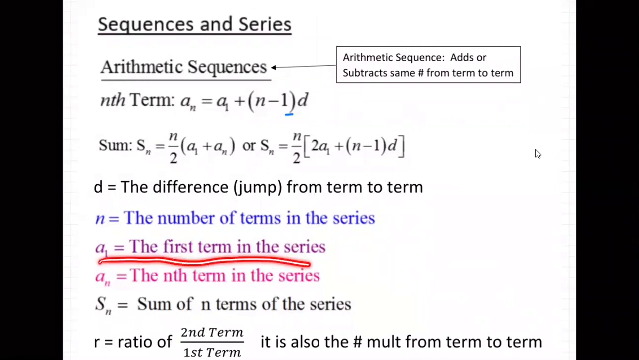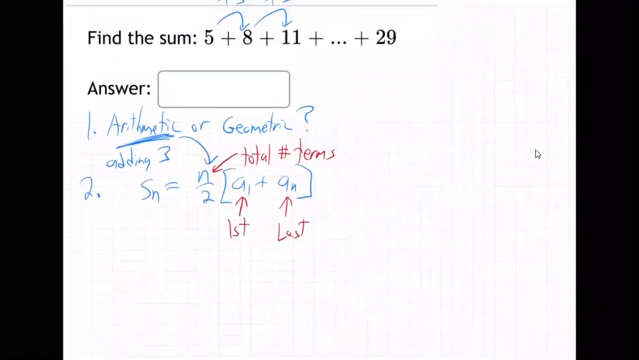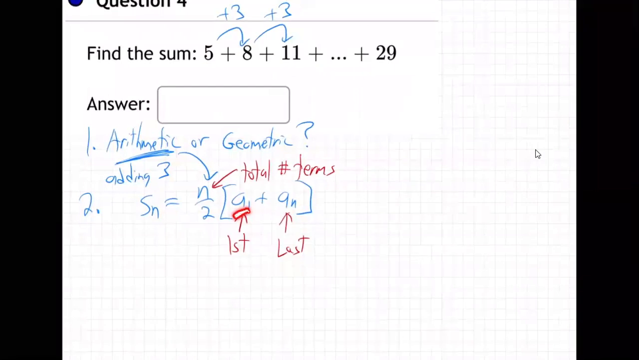A1 is the first term. AN is the nth term, in this case, the last term, and n is the number of terms. See, it is right there in the notes. Okay. So just being clear here: first term, last term, number of terms.